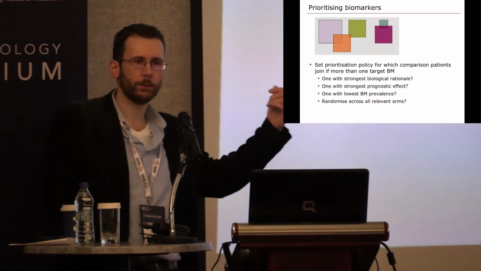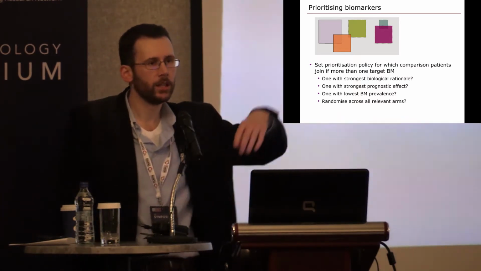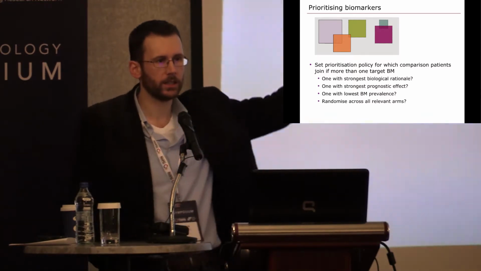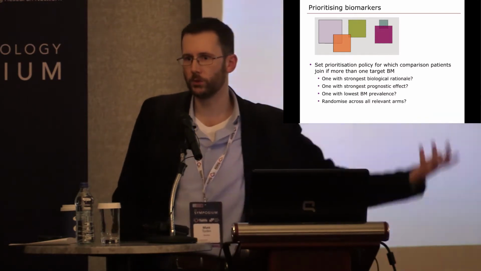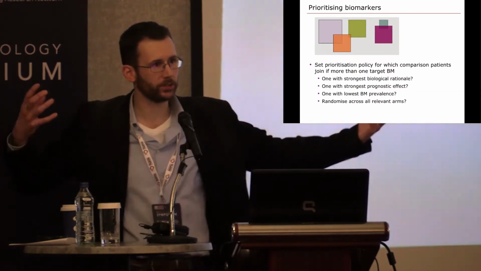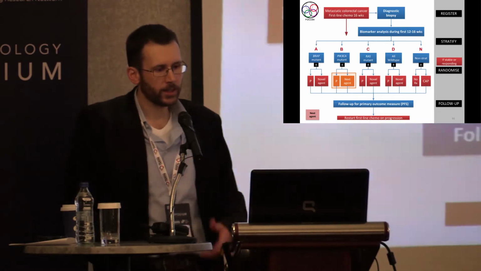Do you put people towards the question with the strongest rationale, biological rationale? Do you put people towards the strongest prognostic effect for that biomarker? Do you put them towards a biomarker question that's got the lowest prevalence and is therefore the most difficult to recruit to? Or could you randomize people as to which biomarker question they then go into? There must be ways in which we can do this efficiently.